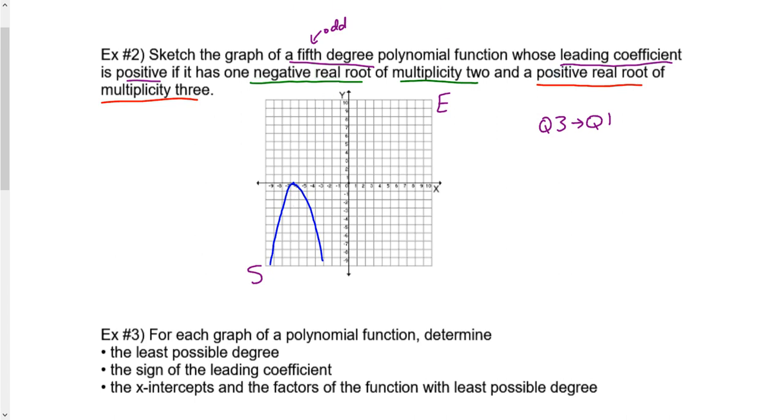Having a positive real root, I'm just going to label that as a nice green point. Having a positive real root of multiplicity 3, again, can be anywhere. I'll put it right there. I'm going to continue on with my graph. Multiplicity of 3 means I'm going to have to come up, go tangent to the x-axis, and cross. I have now just ended in quadrant 1. Just add my arrows on. This is a possible sketch.